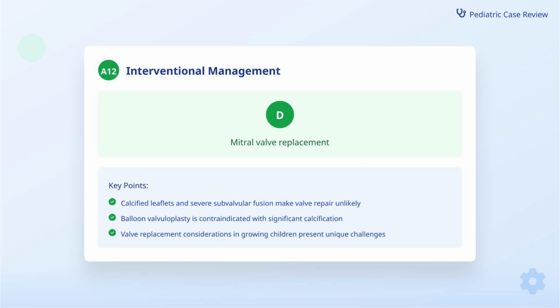Surgical commissurotomy, option C, would also be unlikely to succeed given the severe subvalvular fusion and calcification. Medical management alone, option A, would be inadequate for severe symptomatic mitral stenosis. While valve replacement is typically avoided in children when possible due to the need for future reoperations as the child grows and the requirement for long-term anticoagulation, in this case with unfavorable valve morphology, replacement becomes necessary.